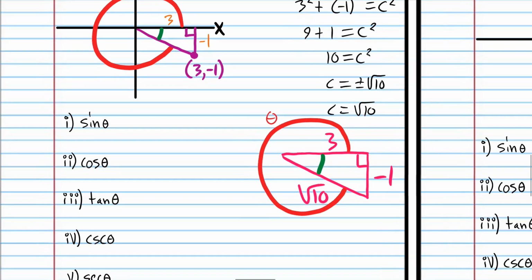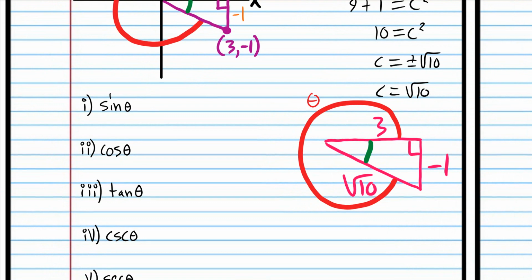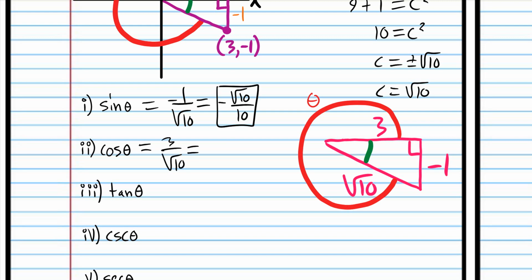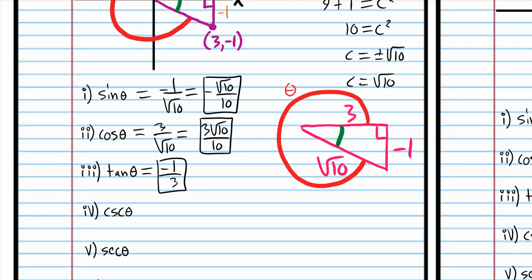And of course we need the reference angle. The reference angle determines pretty much everything. Sine theta is equal to the opposite side divided by the hypotenuse. Multiply both sides by root 10 to rationalize the denominator. Cosine theta is the side adjacent to the green reference angle divided by the hypotenuse. Multiply both sides by root 10 to rationalize the denominator again. Tangent theta is defined to be the opposite side of the green reference angle divided by the adjacent side.